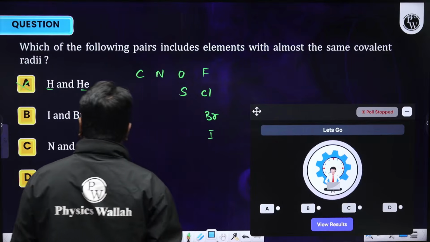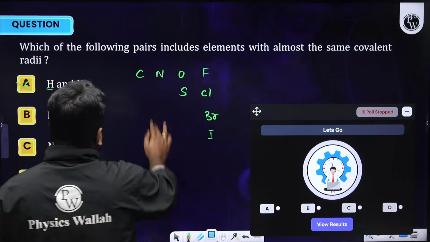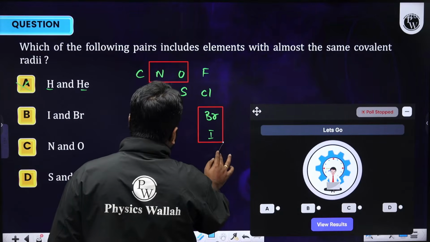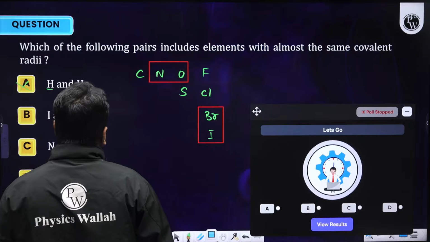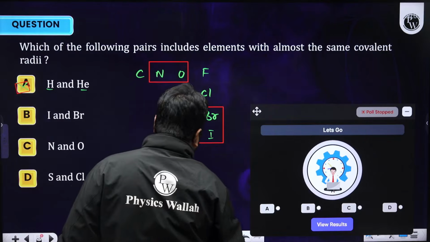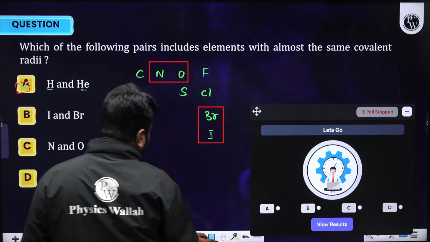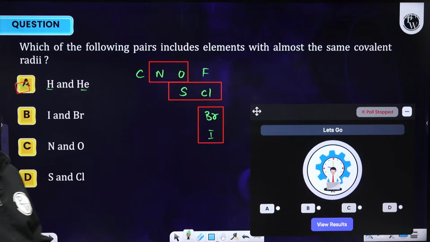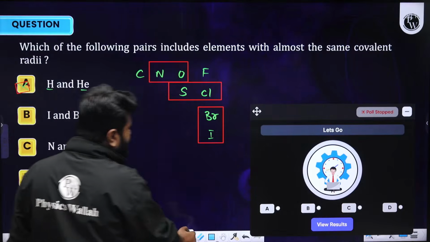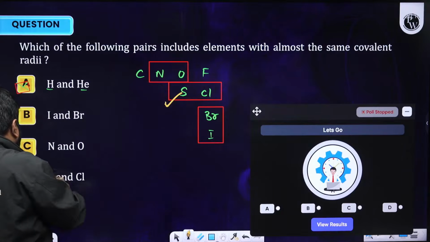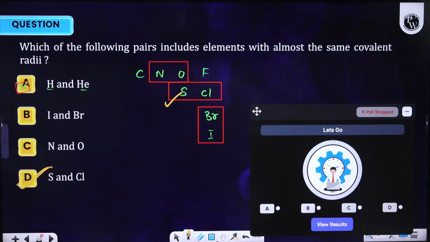Which one will be having same? They are comparing nitrogen, oxygen. They are comparing iodine and bromine. Then they are comparing hydrogen, helium, which is not the answer. Even I know that is not the answer. So next actually they are comparing sulfur and chlorine. Which one will be having almost same covalent radii? Same covalent radii is shown by sulfur and chlorine. Option D is the right answer. Sulfur and chlorine. Option D will be the correct answer.